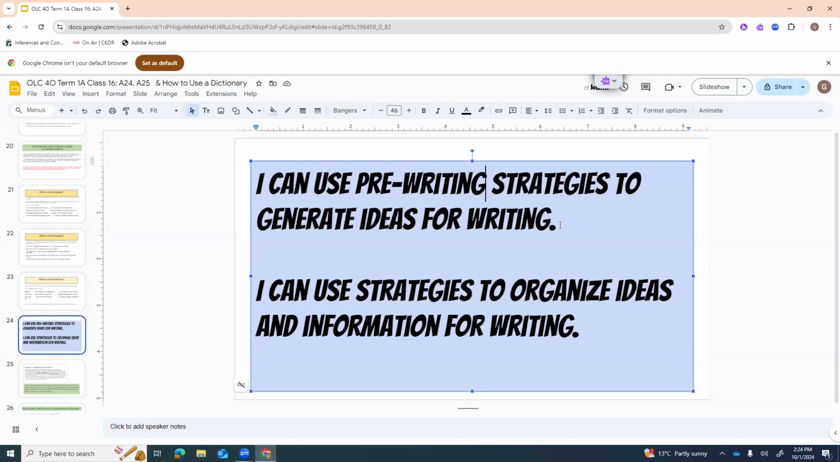I can use pre-writing strategies to generate ideas for writing, and I can use strategies to organize ideas and information for writing. Okay.